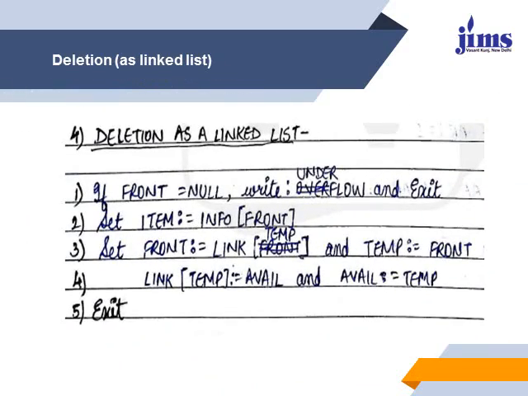For deletion, if front is equal to null, then I'll write underflow and then I'll exit. Otherwise, set the item equals to info of front, and set temp equals to front, and front equals to link of temp, and then set link of temp equals to avail and avail equals to temp. By this statement, I am returning the deleted node temp to the avail list, and I'll simply exit.